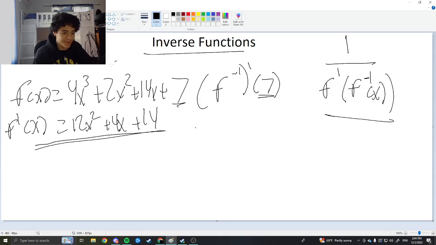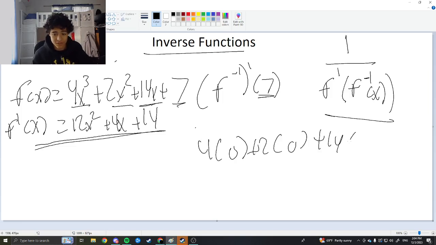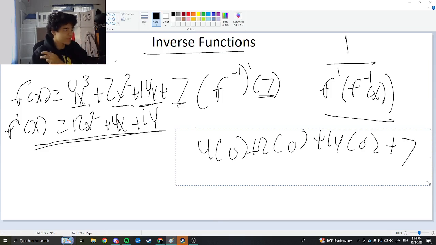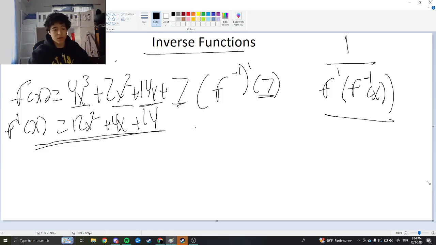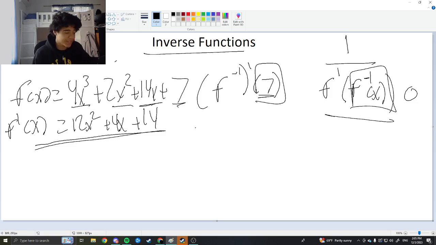This case is pretty easy, right? Just plug in 0, because all these x's become 0: you would have 4 times 0 plus 2 times 0 plus 14 times 0, and at the end just plus 7, right? So in this case, the value you're going to get is x equals 0, because in the original equation, when x is 0, y is 7. So in your inverse function, you're looking at when the x is 7 and getting 0. Because we plug in 7, we try to get 7, you get 0.